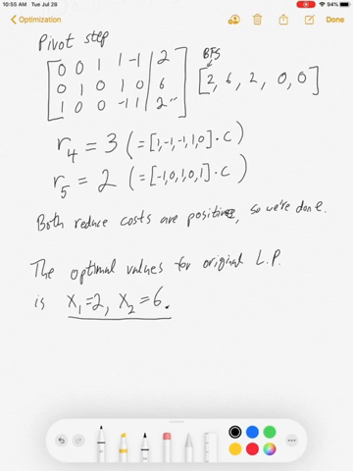All right, so in the next installment, I'll talk about the two-phase simplex method and also how to make this a little bit more streamlined by drawing a tableau.